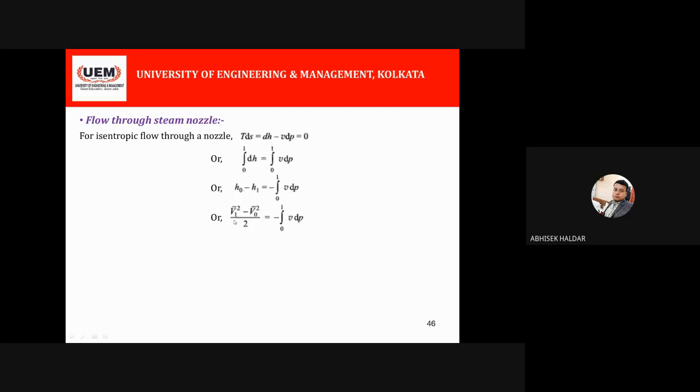This is nothing but V1 square minus V0 square by 2, isn't it? Just refer to the equation in the last slide. H0 plus V0 square by 2 is equal to H1 plus V1 square by 2. Just from that equation, we are writing this. Again, we can neglect this V0 here also. That is not a big deal. But we can write the equation like this.